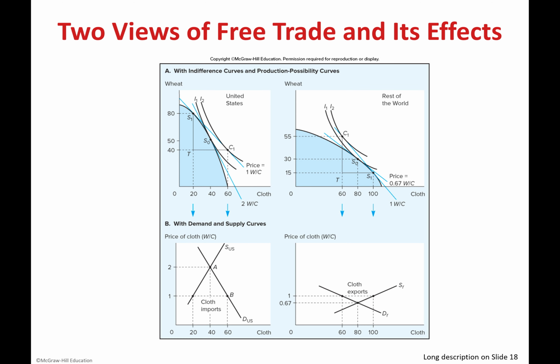We can map that into the bottom diagram because we know that the US exports wheat and imports cloth. So if we put this into a demand-supply diagram, we can see the price of cloth on the vertical axis is W over C, so it's the relative price of cloth, if you like. And we can see the gap there between demand and supply for cloth is the amount of cloth that we import. And you can see, so this is just relative to cloth on the bottom diagram. The amount of cloth that the rest of the world exports to us is there on the right-hand side diagram. That's the end of part 1.